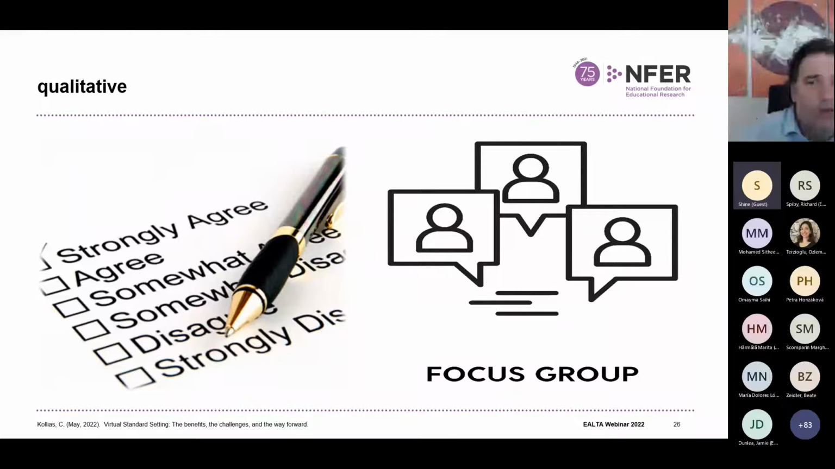When judges express some type of disagreement, whether they put strongly disagree or slightly disagree, I asked them to provide a rationale for that. To tell you the truth, I asked everybody to provide a rationale when they could.